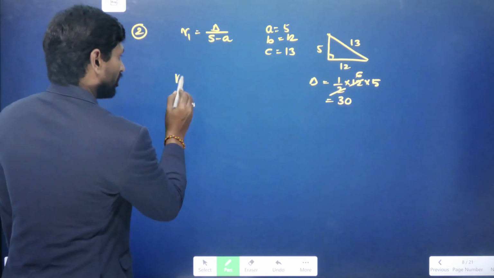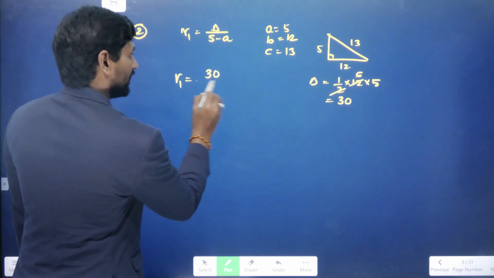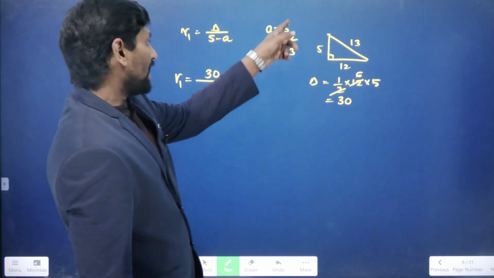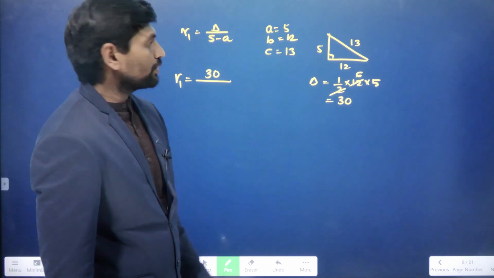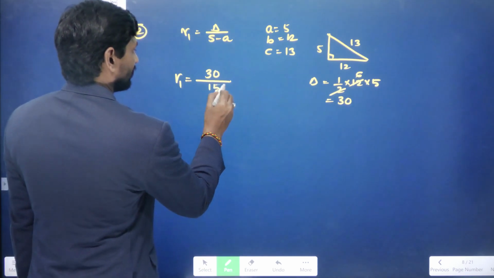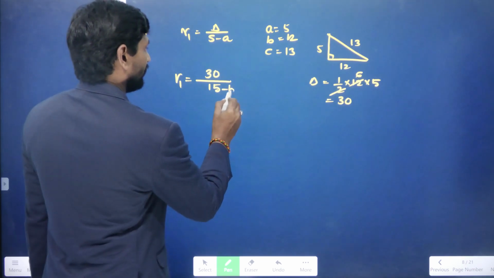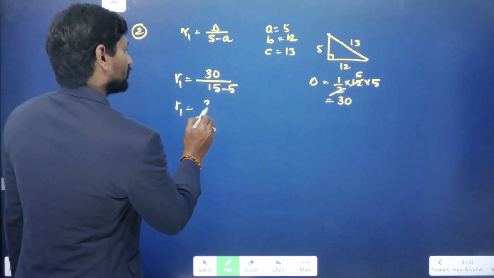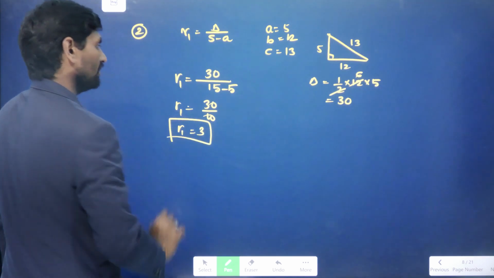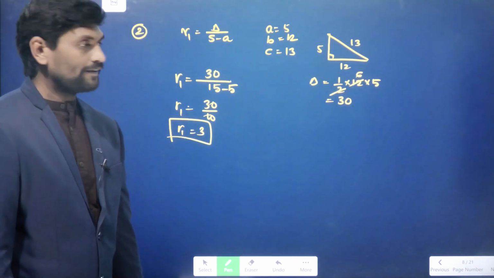Substituting in the formula, R1 is equal to 30 by S value. S value means semi-perimeter. Add all of them: 13 plus 12 is 25, plus 5 is 30. 30 by 2 is 15. 15 minus A value 5 is 10. So R1 is equal to 30 by 10, that is nothing but 3.